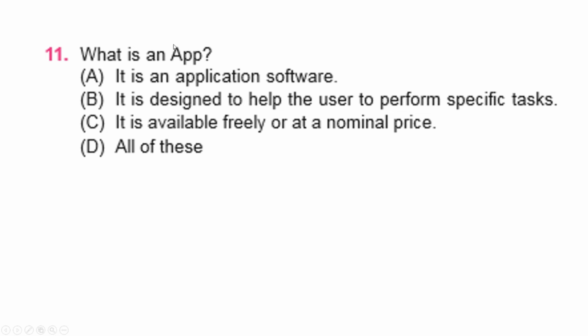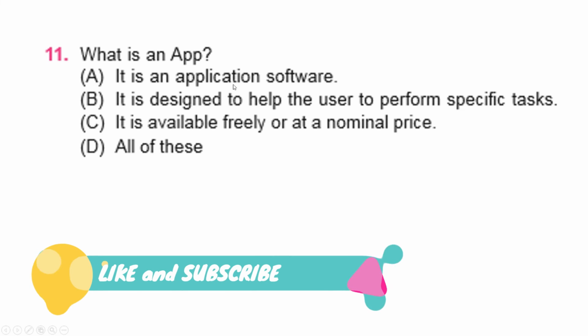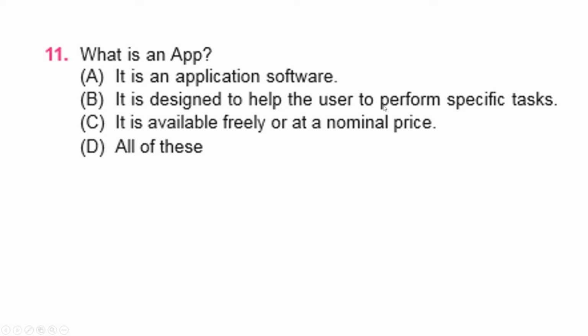Our next question is, what is an app? Option A, it is an application software. Option B, it is designed to help the user to perform specific tasks. Option C, it is available freely or at a nominal price. Or option D, all of these. I'll give you time to think and choose the right answer.